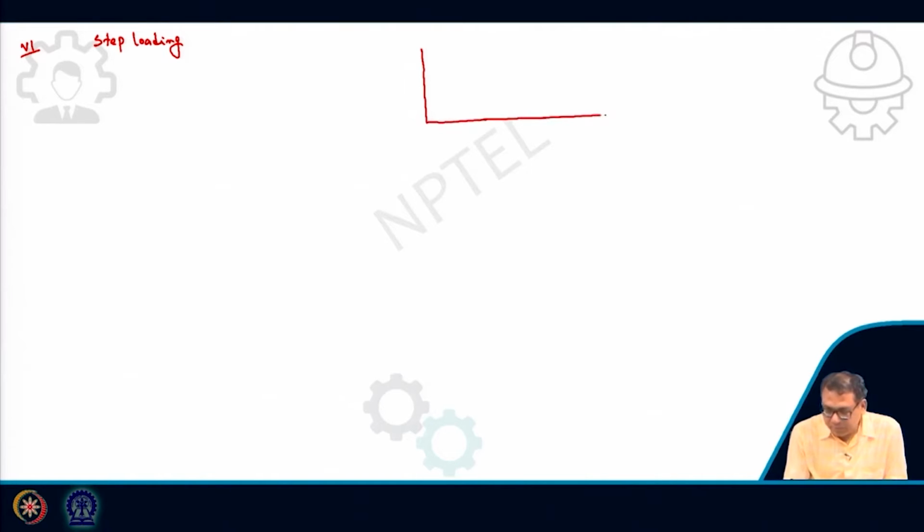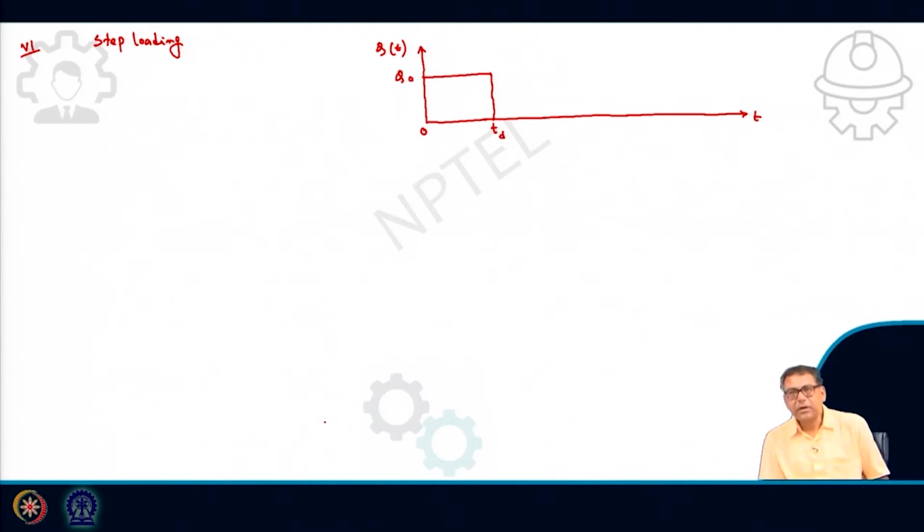applying a load. If I draw the time versus load plot, this is Q(t). So we are applying a load, then it is stopped. Then how will we get the response? This is your Q0, and it is applied up to a time of say Td.